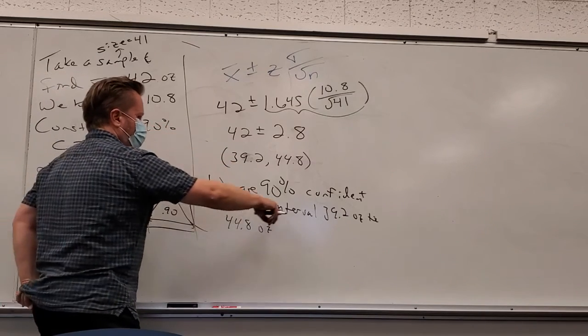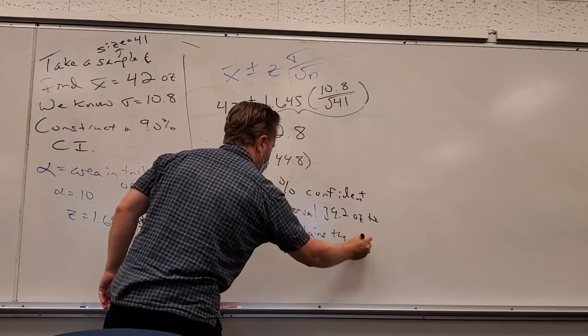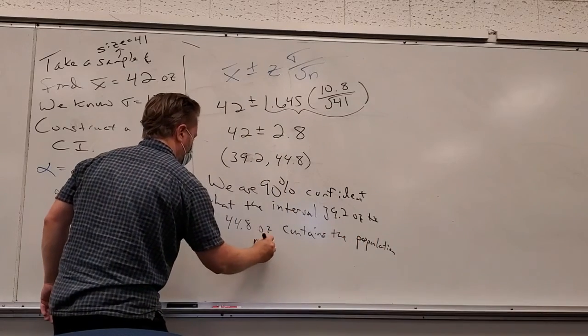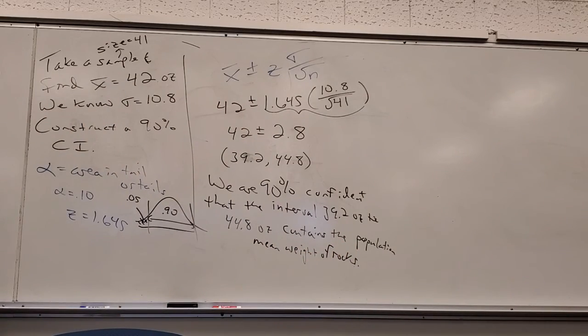So we are 90% confident that the interval we made, 39.2 ounces to 44.8, contains the true mean. I say true, I gotta start saying population mean weight of rocks. So we are such and so confident that our interval contains the true mean or the true percentage. When I first started doing this, I put, we are 90% confident that the population mean weight of rocks is in the interval of 39.2?